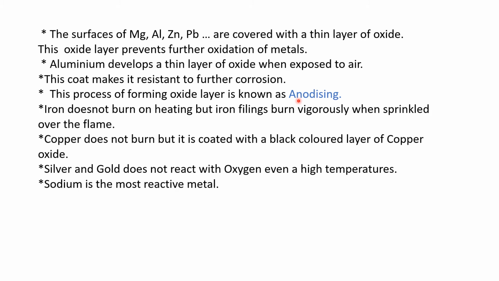So in the process of anodizing, a clean aluminium article is taken as anode and is electrolyzed with sulfuric acid. Then oxygen gas that is evolved at the anode reacts with aluminium and forms a thick protective oxide layer. In this way, the process of anodizing takes place.